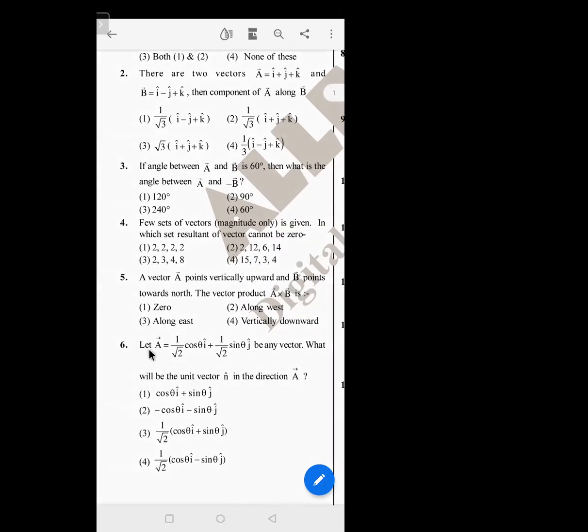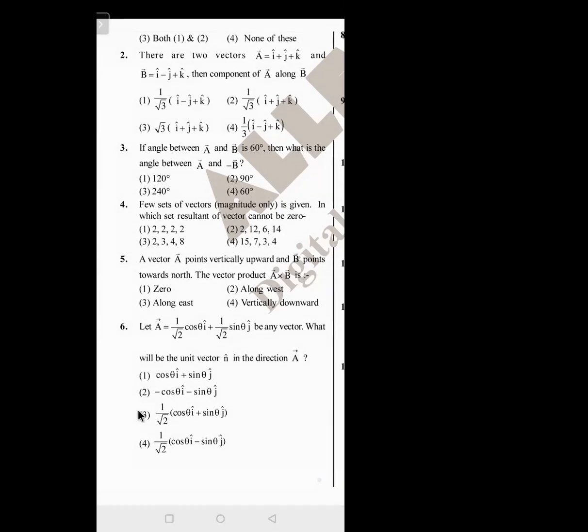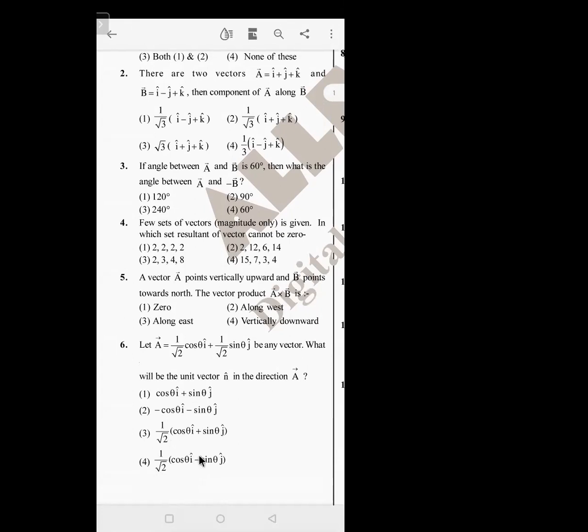Chalo. Question number 6. Let A bar be equal to 1 by root 2 cos theta I cap plus 1 by root 2 sin theta j cap, be any vector. What is the unit vector n cap in the direction of your A bar? Unit vector in the direction of this one means whatever is this vector, I cap and j cap, A bar also will be in the same direction, beta. The first option is cos theta I cap, sin theta j cap. The second one is obviously not possible because of the minus, and the fourth one is also not possible because the direction has been changing. So the answer should be either the first option or the third option.